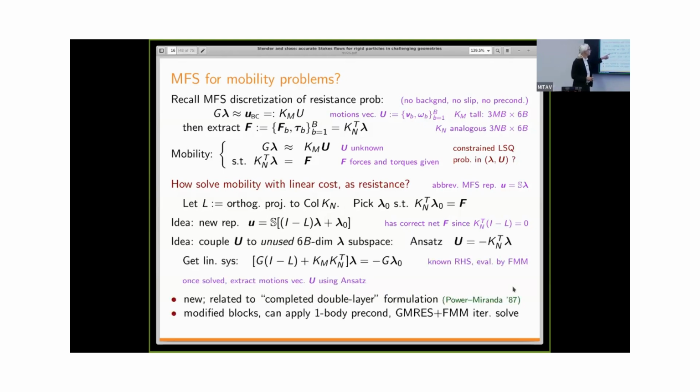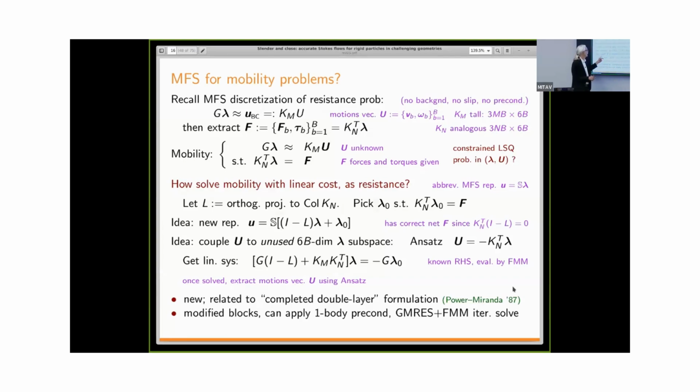So then the other idea is to say, well, I don't know the rigid body motion either, but I'm just going to make an ansatz that is given by the remaining subspace of lambda that I haven't used yet. So you're using both subspaces of lambda. One of them, the one which doesn't produce net forces and torques, you allow to solve the boundary value problem. The one that does, then you allow to represent the rigid body motion.